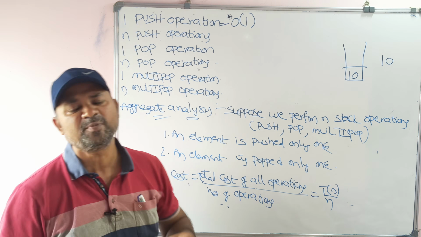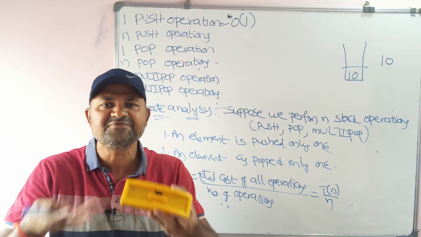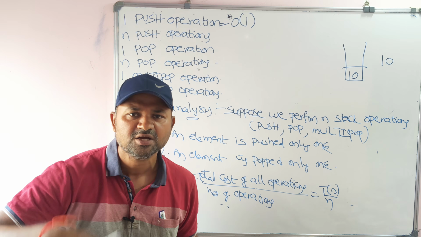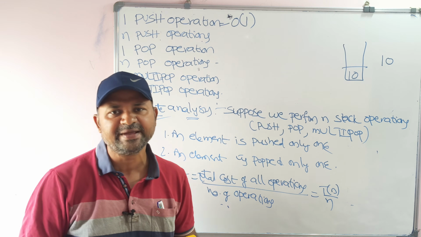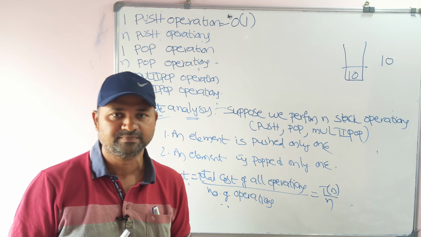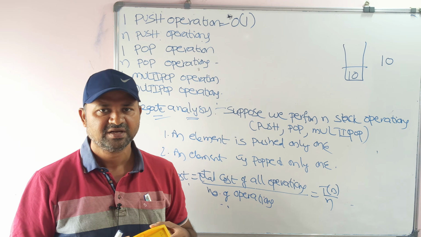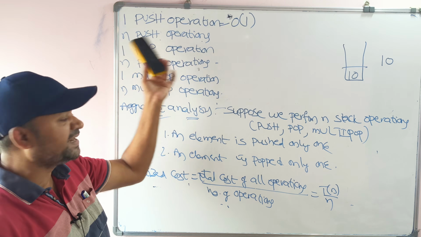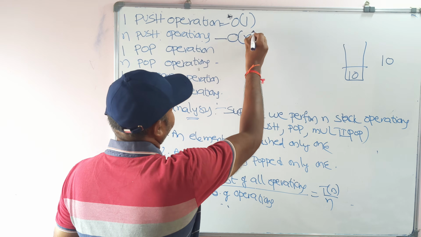For n push operations, what is the cost? Let us assume that we are inserting 5 elements: push of 10, push of 20, push of 30, push of 40, push of 50. So for inserting 5 elements, the cost is order of 5. Likewise, for pushing 3 elements, the cost is order of 3. Likewise, for pushing n elements, the cost is order of n.